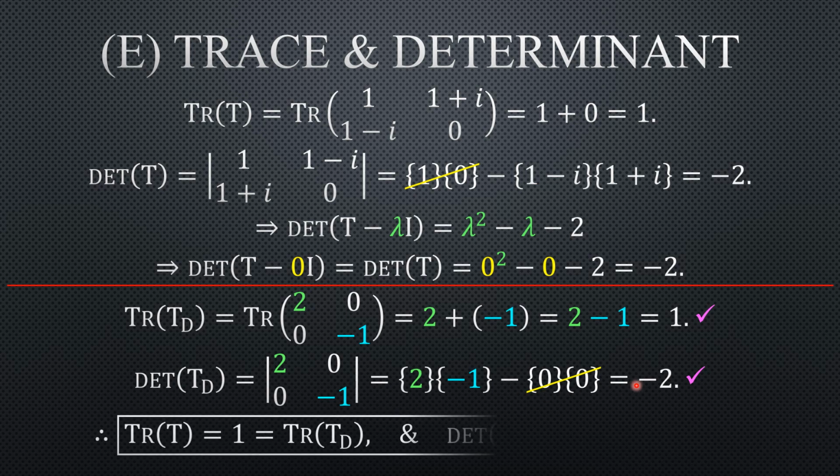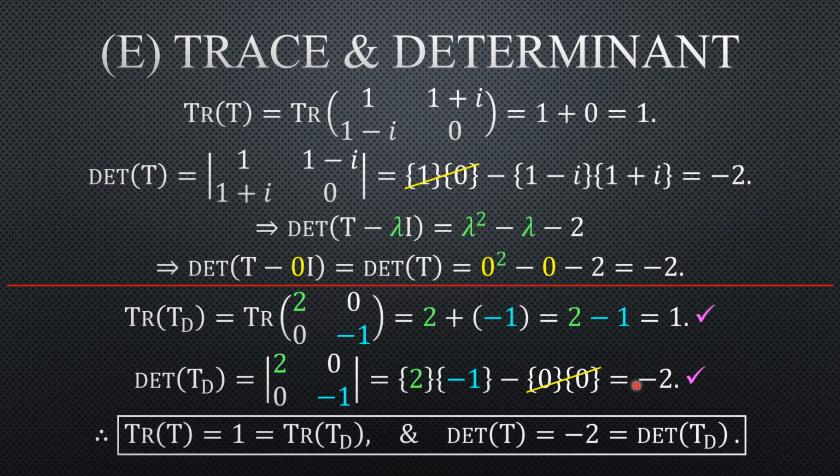So either way, we show that the trace of T is equal to 1, which is also equal to the trace of the diagonalized T. And similarly for the determinant. Both determinants equal -2 and we are good to go. This verifies that the similarity transform has invariant properties.